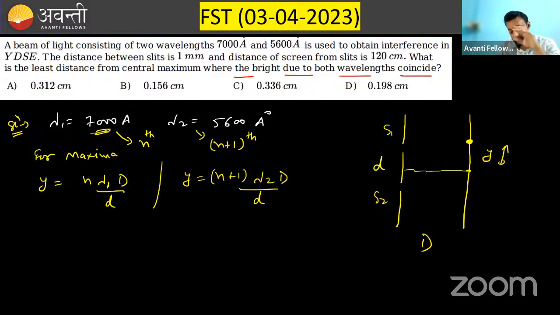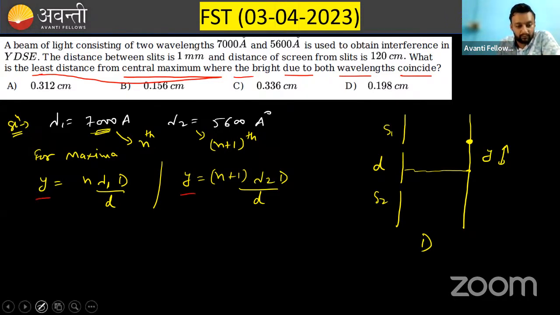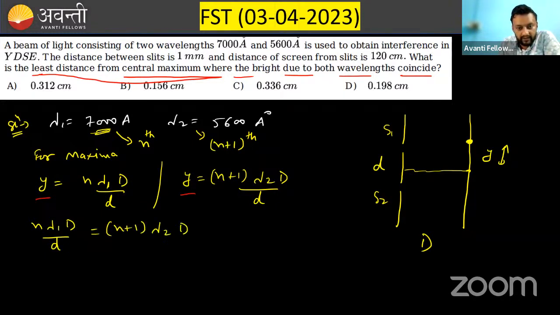Listen to me. The concept here is that whenever the question asks for the least separation between two maximas, the nth maxima of the higher wavelength will coincide with the n plus 1th maxima of the lower wavelength. Now they are coinciding, so y is the same in both equations. You can compare them. So n lambda 1 D by d is equal to (n plus 1) lambda 2 D by d.